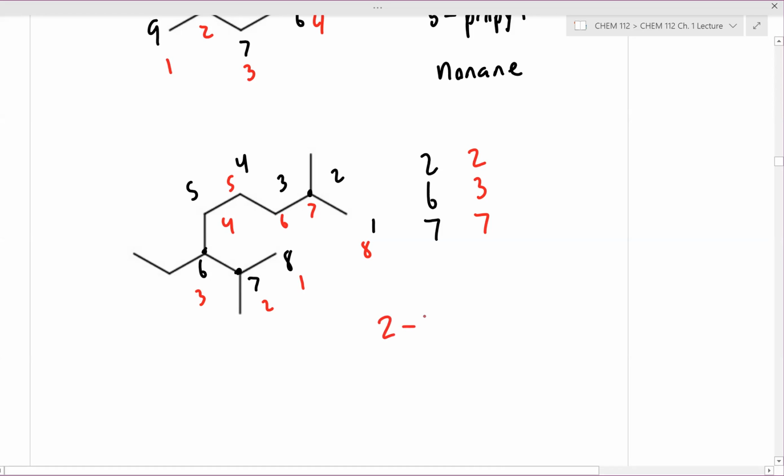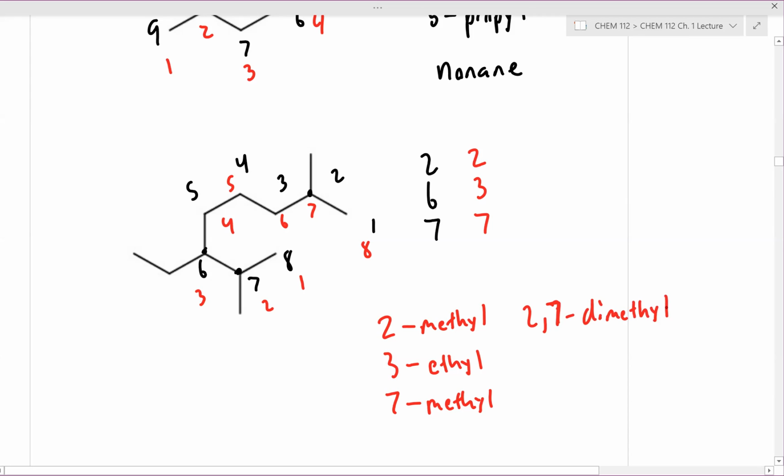So at carbon 2, we have what substituent? Methyl, yep. At carbon 3, we have what substituent? 2 carbons, which is ethyl. At carbon 7, we have what substituent? Methyl. So we would write this as 2,7-dimethyl. Okay, perfect. And since this is an 8-carbon chain, what do we call this? Octane. So 8 carbons, that tells us we have an octane chain. Perfect, perfect. Let's now continue on with this.